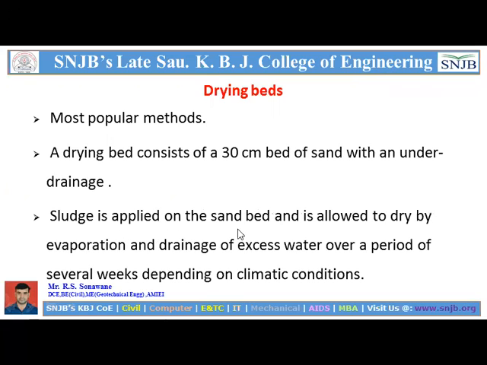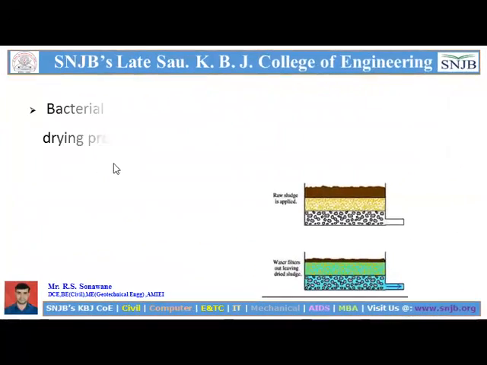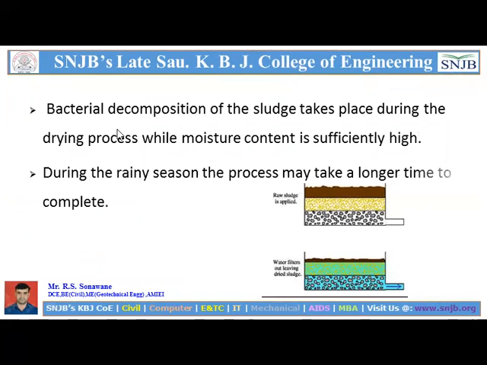Sludge is applied on the sand bed and is allowed to dry by evaporation and drainage of excess water over a period of several weeks, depending upon the climatic conditions. Bacterial decomposition of the sludge takes place during the drying process while the moisture content is sufficiently high, and during the rainy season the process may take a longer time. Here, raw sludge is passed over the 30 centimeter bed and it can be used as a sludge drying system. You can see the water filter out, leaving the dried sludge.